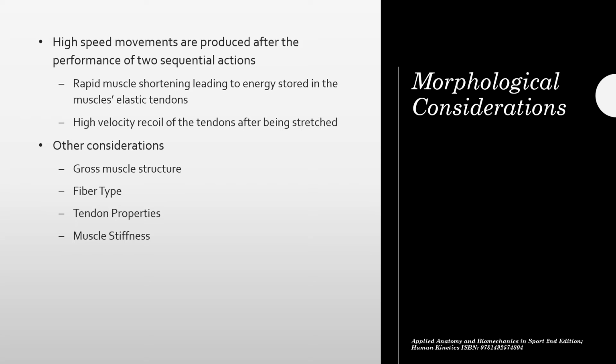We also need to look at how the body is made. So what are the gross muscle structures that could cause differences in speed and power development? What type of muscle fibers are we using? What are the properties of the tendons? Some tendons we want to be more elastic, some tendons we want to be much stiffer. We also want to look at muscle stiffness. If you have a very elastic muscle, it's going to give you great range of motion, but it's going to be very hard to generate high force and high power.